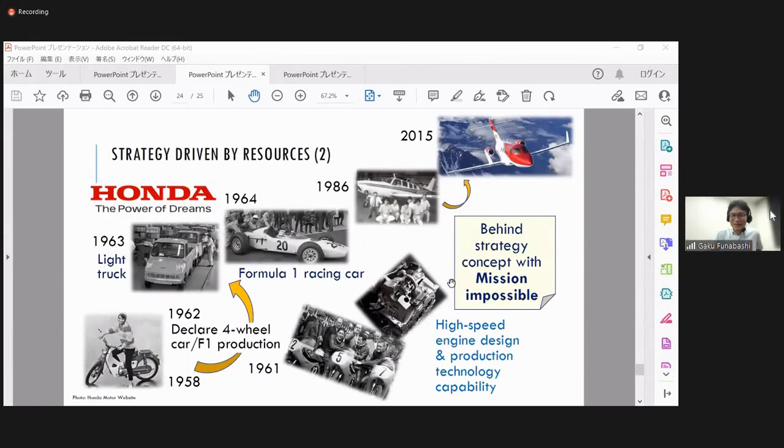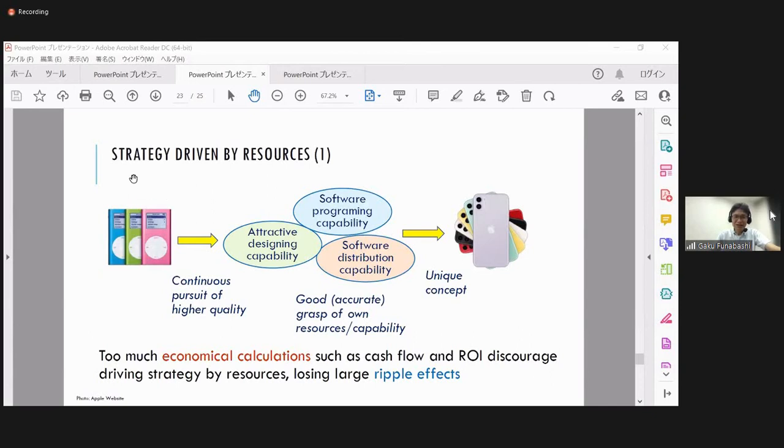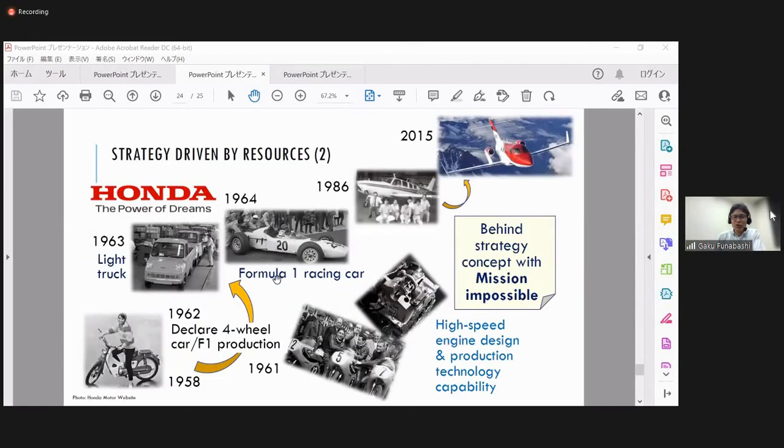And on that, here behind strategic concept with Mission Impossible. Before this, I explained about the strategy driven by resources. Usually, resources are driven by strategy. No, first, you make a strategy, and based on that strategy, you decide the actions. But sometimes your action you make now and the strategy for the longer period is based on the resources you already acquired. And one example is Honda.